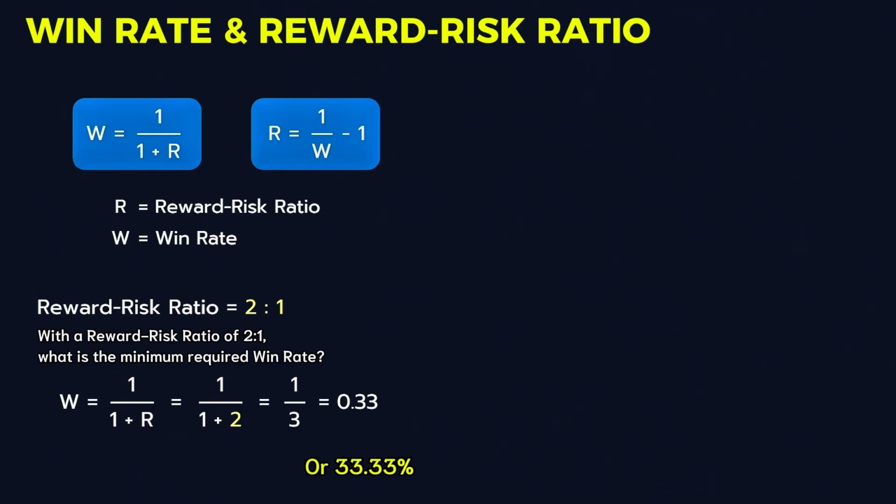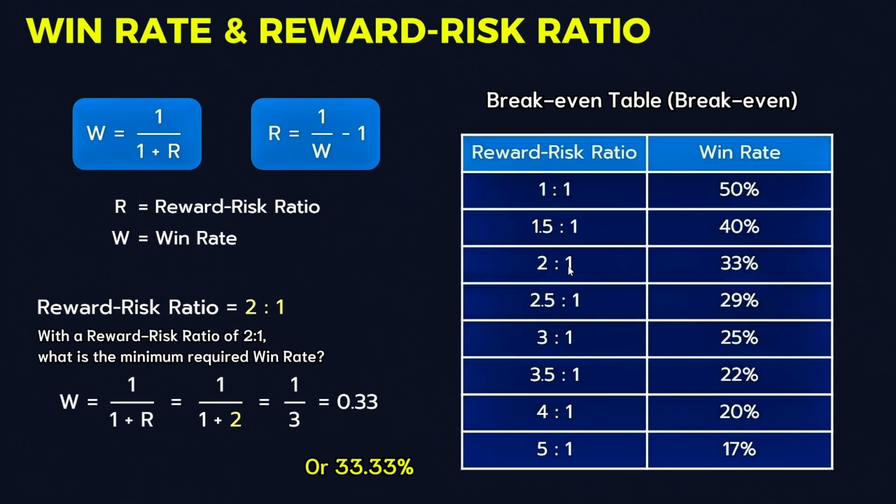It's called the break-even table. Here's how it works. If your reward-risk ratio is 1 to 1, you only need a 50% win rate to break even. If your reward-risk ratio is 5 to 1, you only need a 40% win rate. The higher your reward-risk ratio, the lower the win rate you need to break even.